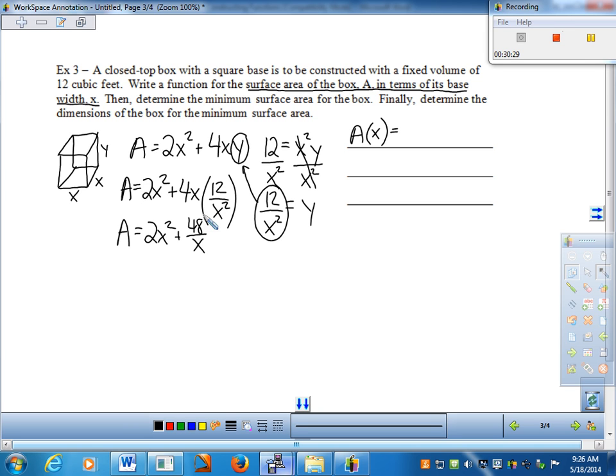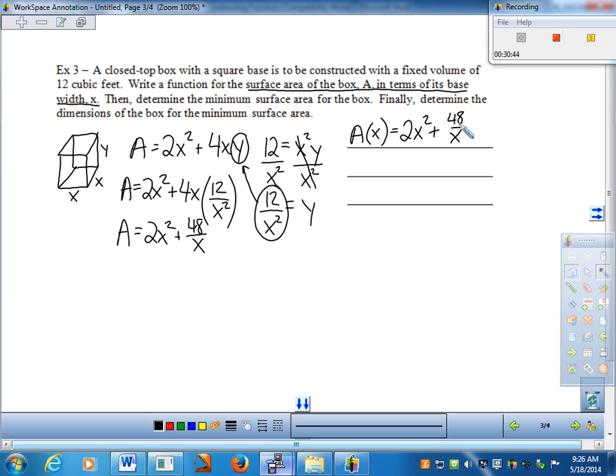So 48 over x. I could probably come up with a common denominator and put those together. I don't think that's all that necessary. I'm going to leave it as is. You know, as long as you can get it in the calculator and utilize it according to the problem, you're good to go. All right, this looks great.